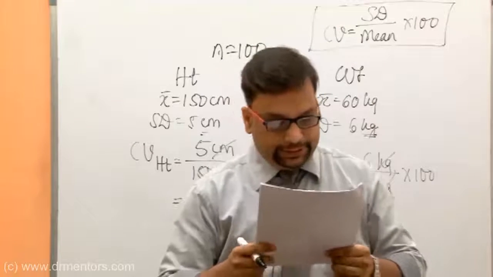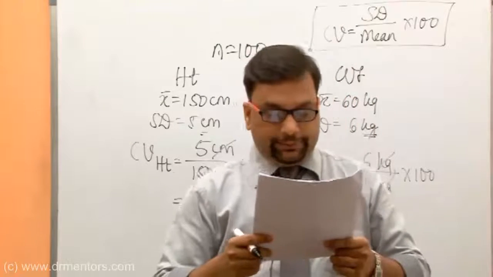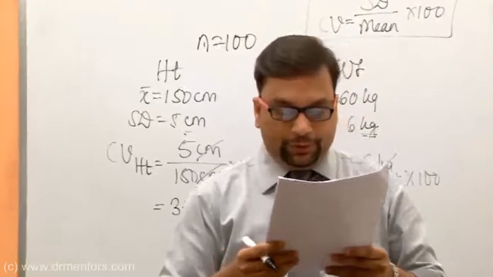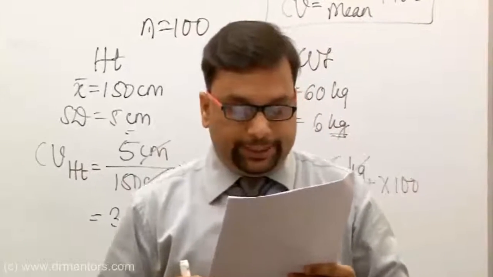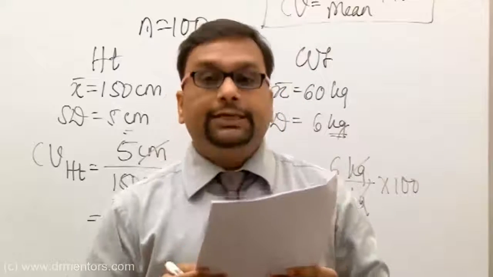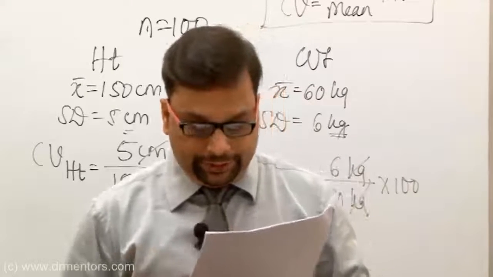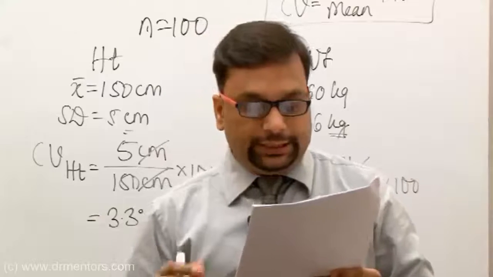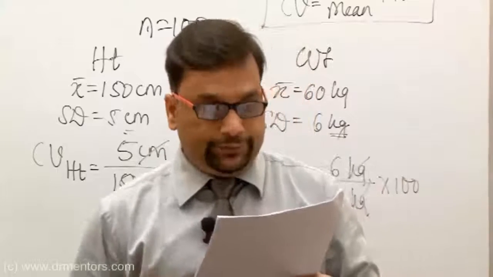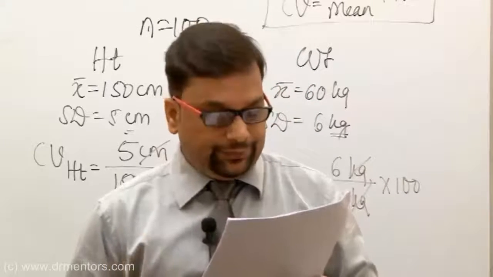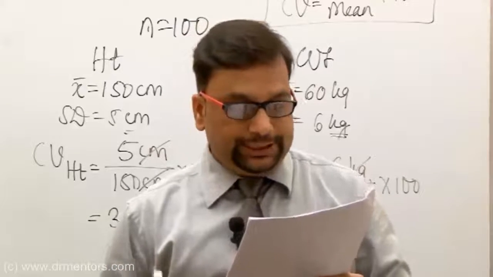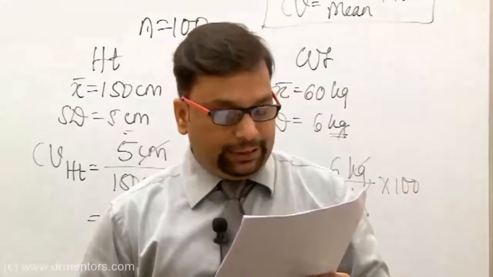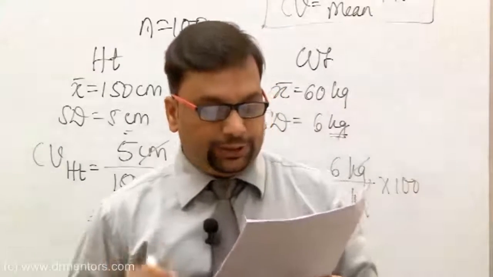Next MCQ, MCQ number 5. The systolic blood pressure was measured in a sample of population. The mean systolic blood pressure was found to be 125 millimeters of mercury with a standard deviation of 10 millimeters of mercury. The 95% confidence interval would be: options given, A 105 to 135, option B 115 to 135, option C 105 to 145 and option D 95 to 145.